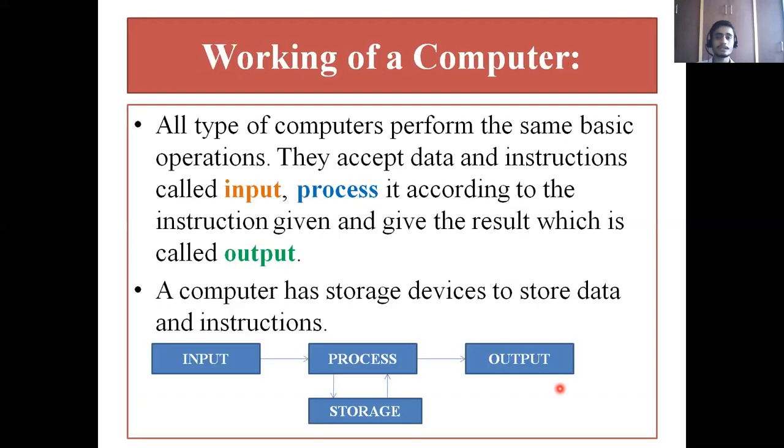Okay, and next thing, working of a computer. So this is also a very important thing. Okay, you have learned about the block diagram of a computer. Now in this slide you can understand how a computer system works. इस स्लाइड में आप देख सकते हैं कि कंप्यूटर कैसे वर्क करते हैं. Okay, so let's learn it.